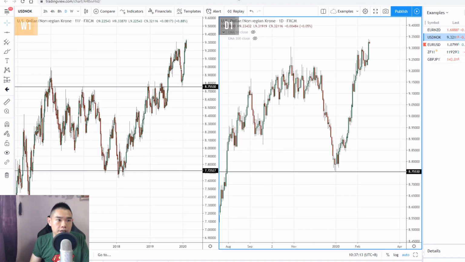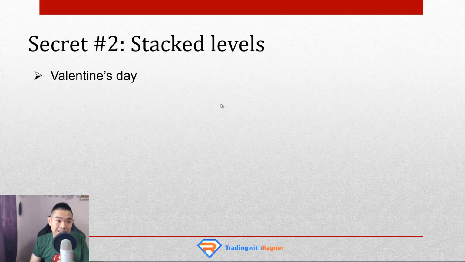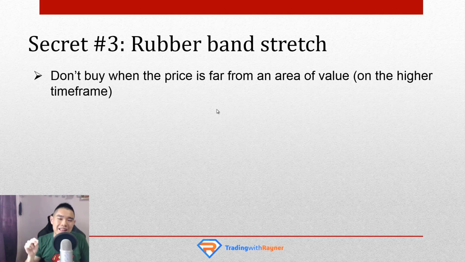Okay, so that's the second secret that I want to share with you. Remember this Valentine's Day analogy. The third thing, the third secret, the rubber band stretch. So when you understand multiple time frame analysis, you will know when to buy and when to sell. You don't want to be buying when the price is far away from the area of value on the higher time frame. I know that sounds pretty darn confusing, so let me just fire an example here to show you what I mean.